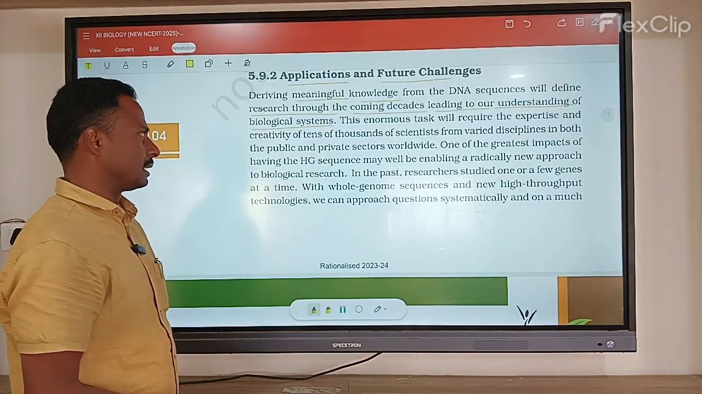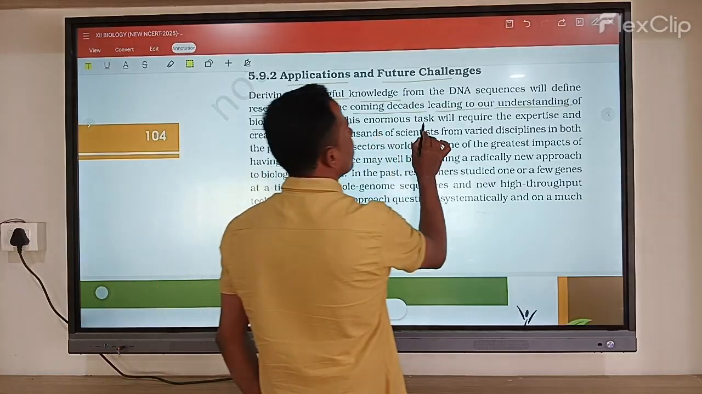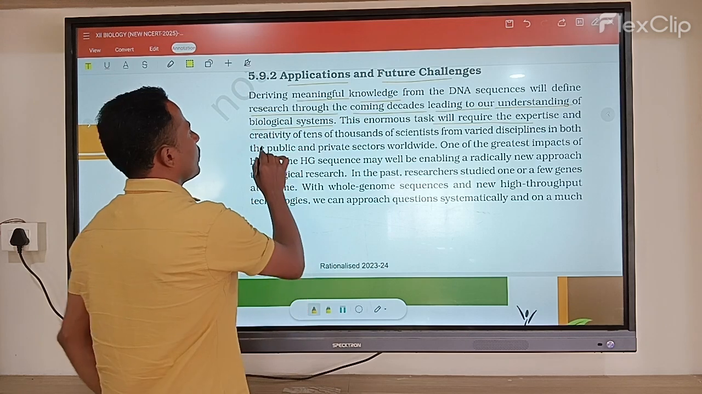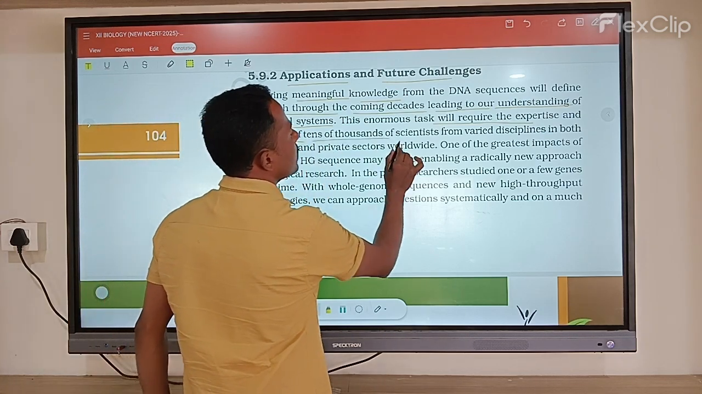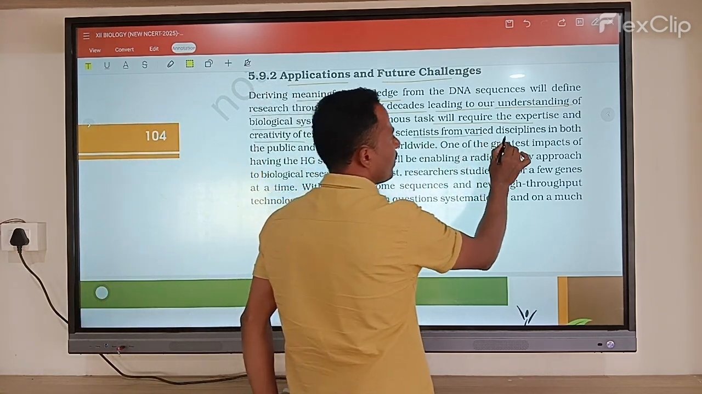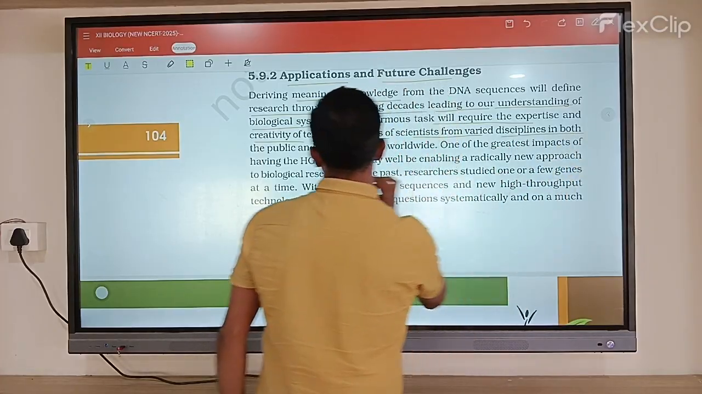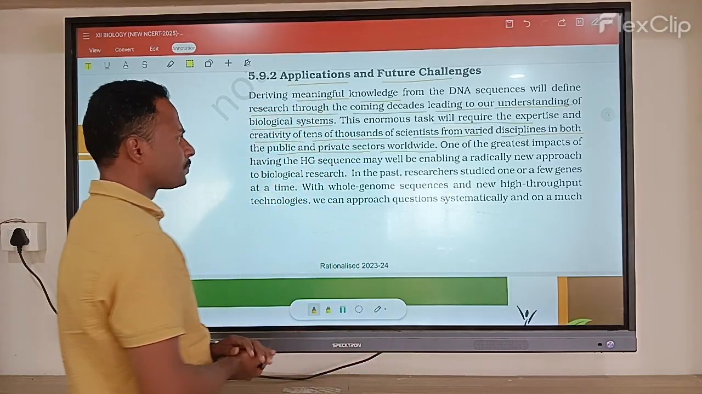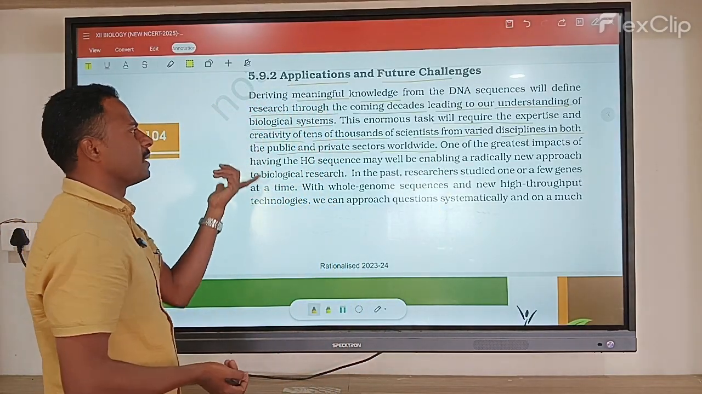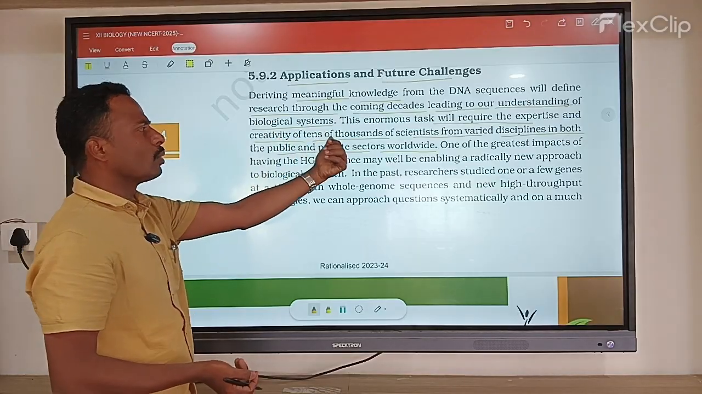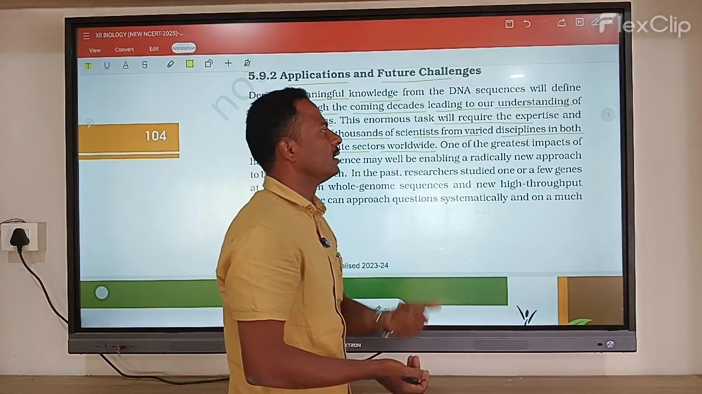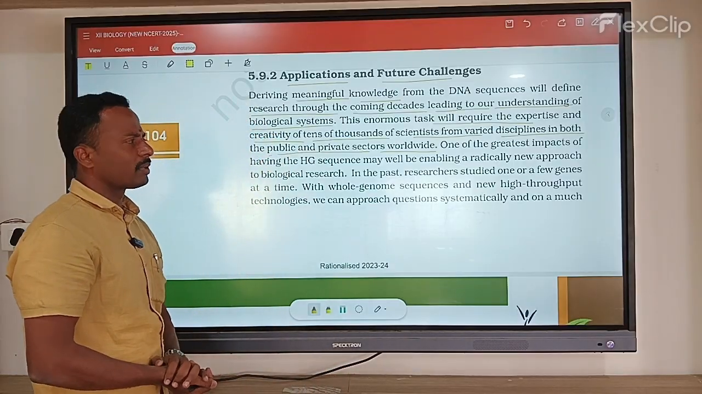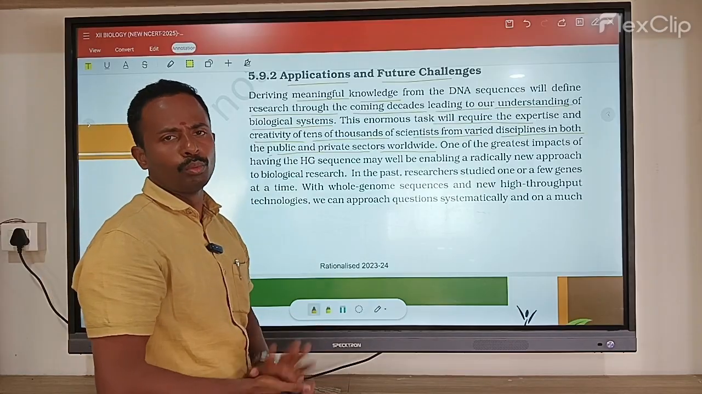Next, these enormous tasks will require creativity from tens of thousands of scientists from varied disciplines, in both public and private sectors worldwide.